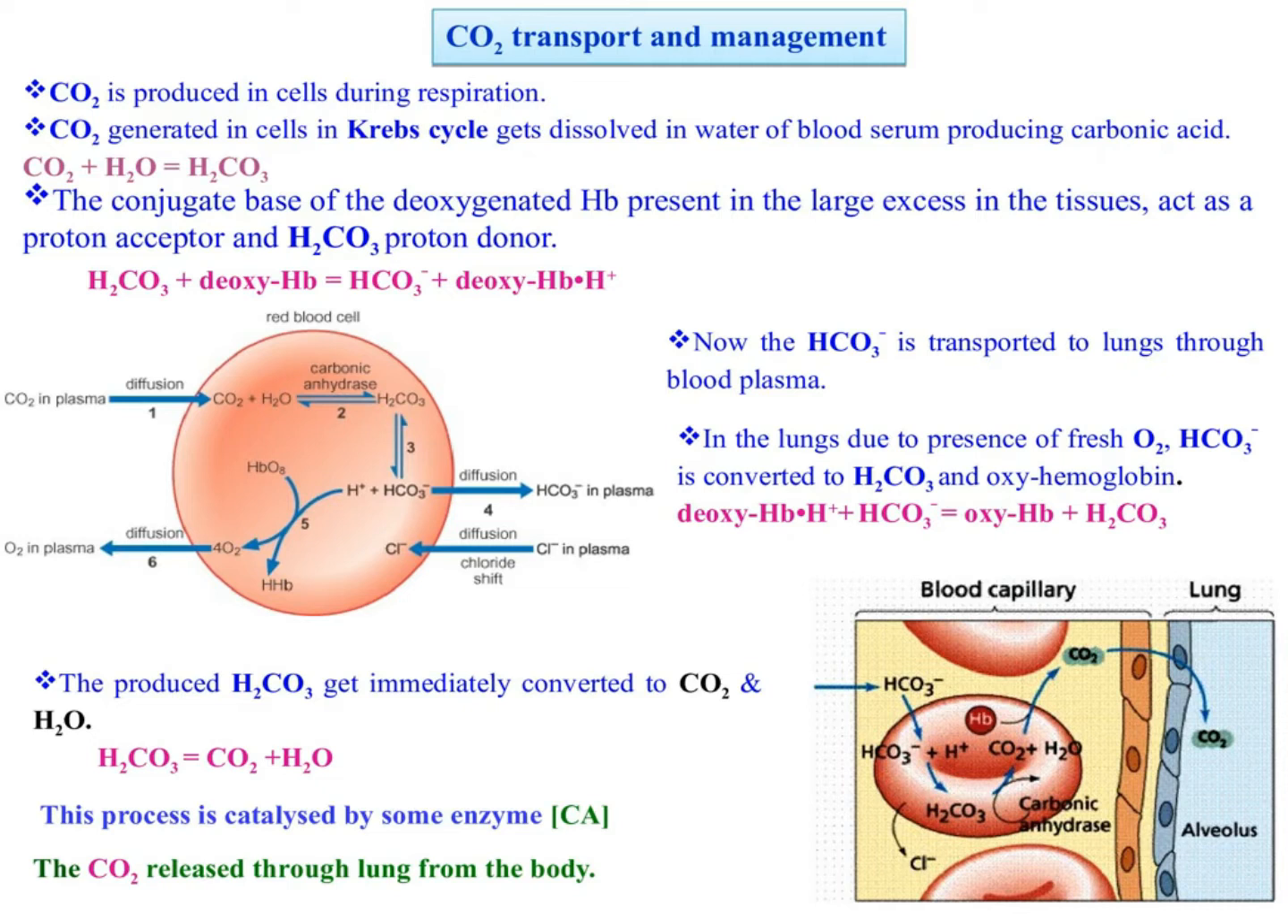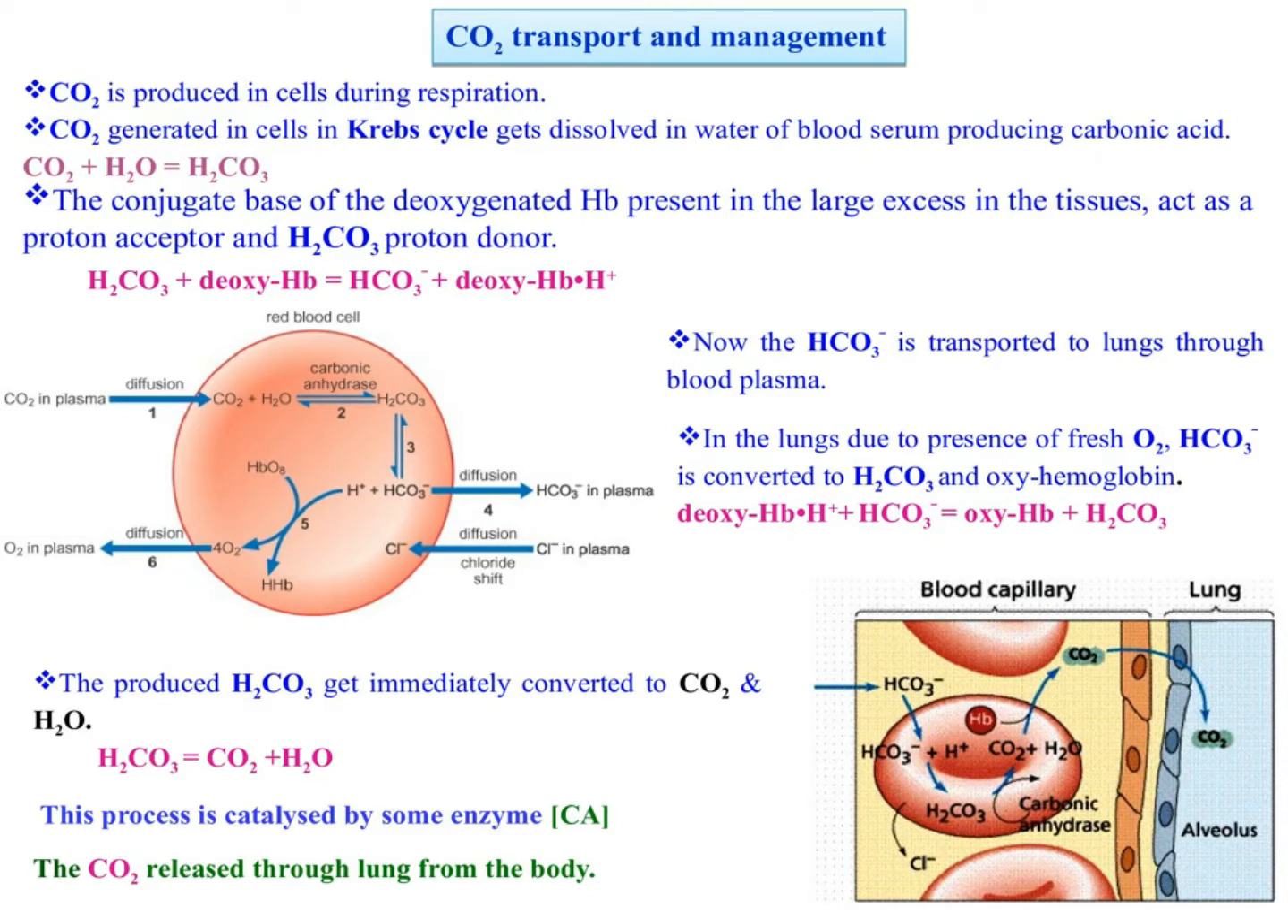Now that bicarbonate is transported to the lung through blood plasma in the form of a conjugate acid-base pair of deoxyhemoglobin. A very simplified cartoon diagram is shown on the left side, where this overall phenomenon is taking place inside the hemoglobin.